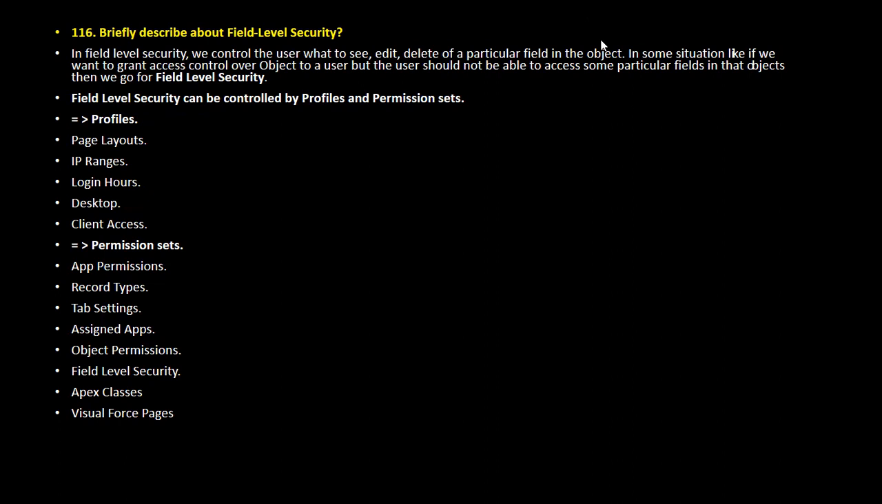In some situations, if we want to grant users control over the object, but the users should not be able to access some particular fields in the object, then we go to field level security. Field level security can be controlled by profile and permission set, page layout, IP range, login hours, desktop client access, app permissions, record type, tab settings, object permissions, Apex classes, and Visualforce pages.